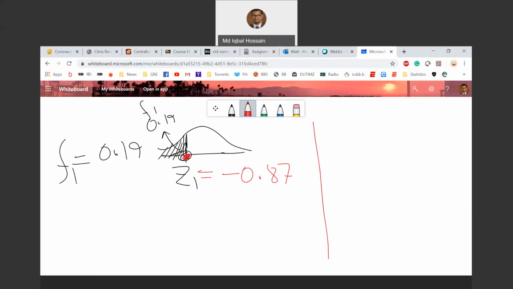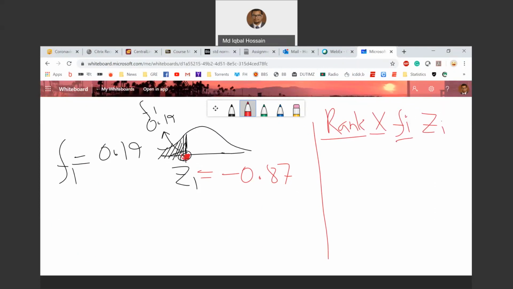So what are we doing now? The first thing we are writing is rank. Then we are writing the value for x, the data value. Then we are writing the Fi value, because it will be different for 1, 2, 3, 4, 5. Then we are finding the Zi value.